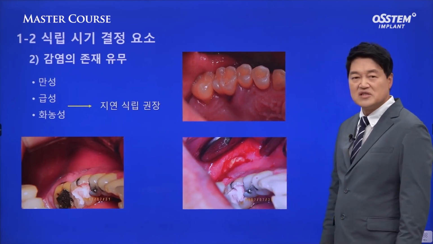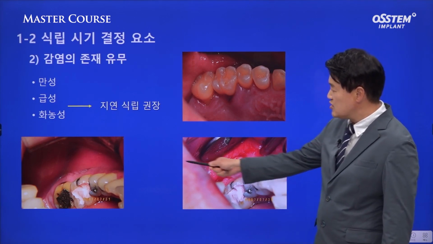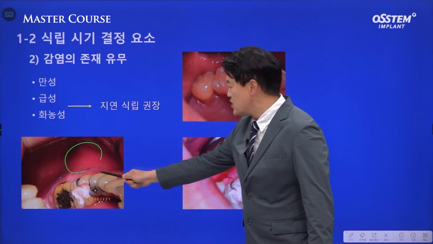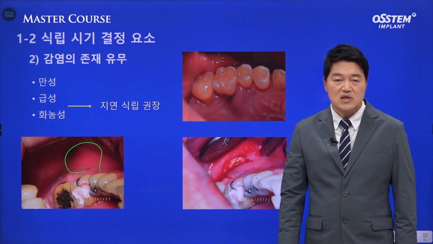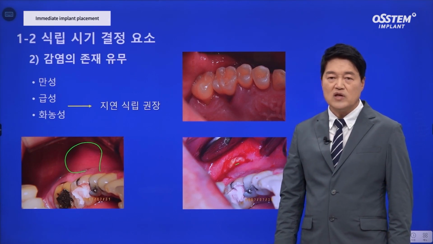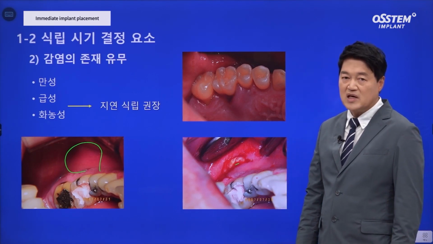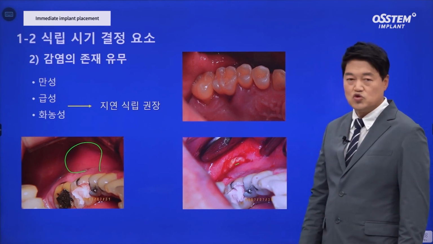Second is whether there's inflammation. Chronic inflammation does not matter, but if there is acute inflammation or if there is suppuration, we cannot place implant. As we control this, we need to evaluate whether there's acute inflammation and how extensive it is.